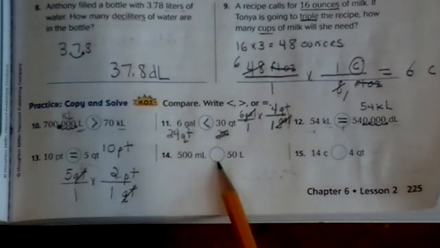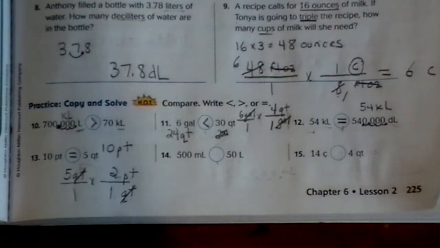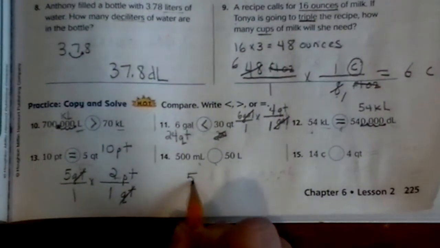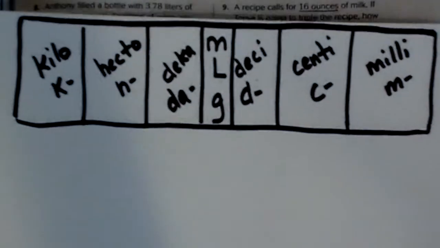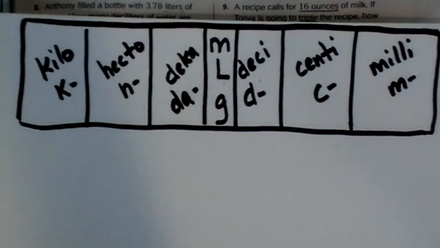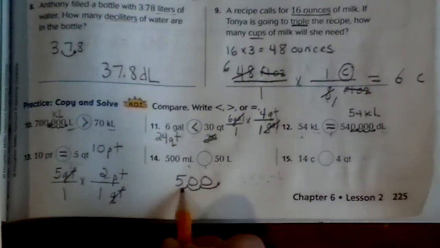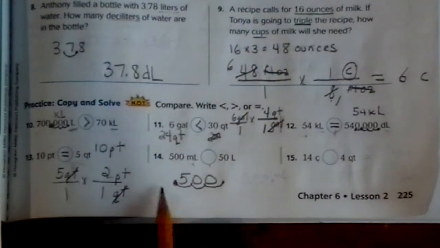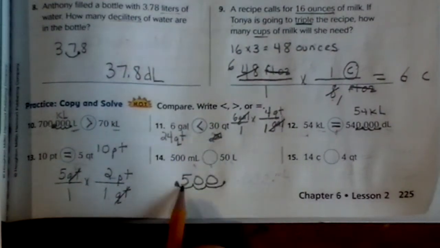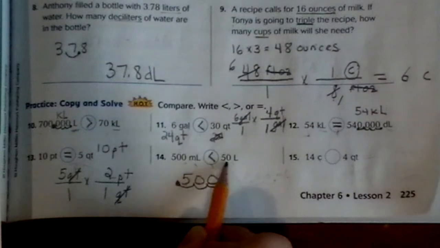All right, number 14. I've got 500 milliliters is greater than, less than, or equal to 50 liters. So here, I'm going to convert milliliters to liters. So I'm going to rewrite my number, 500. And I need to go from milliliters to liters. So here's milliliters. I need to go 1, 2, 3 places to the left. So here's my decimal point. 1, 2, 3 places to the left. And I'm left with 0.500 liters. Well, 50 liters is much greater than 0.5 liters. So therefore, 500 milliliters is less than 50 liters.